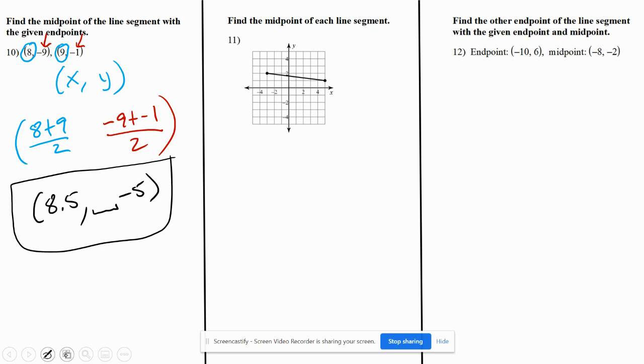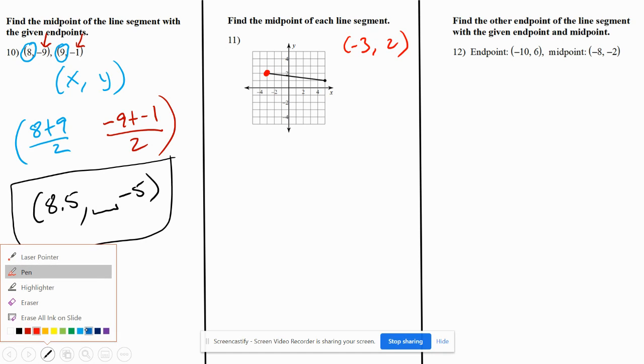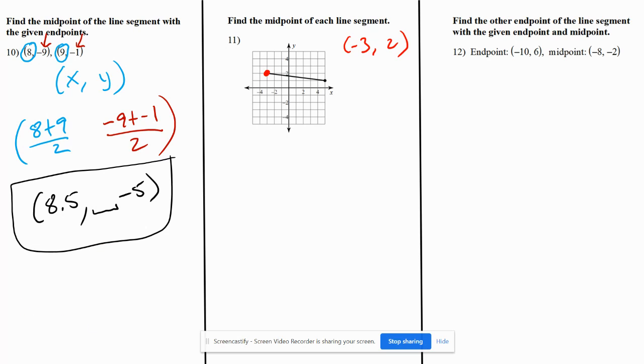All right, let's take a look at question number 11. When I see the first point, I can find the coordinates of that point. The coordinates of that point are -3, 2. When I see the second point, I can find the coordinates of that point. The coordinates are 5, 1.